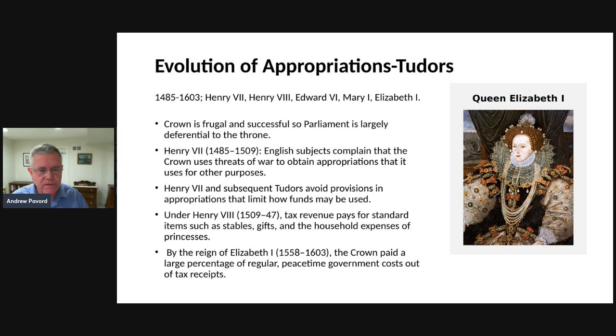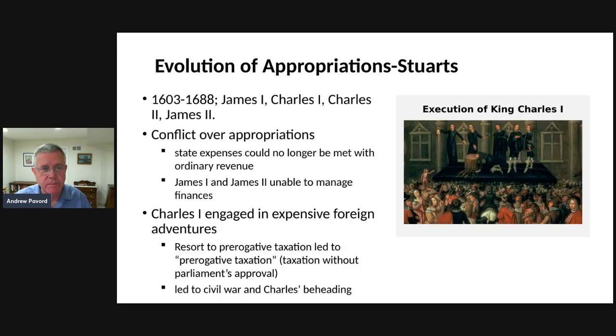And under Henry VIII, tax revenue starts to pay for standard items such as the stables and gifts and household expenses of the princes. By the reign of Elizabeth I, the crown is now paying for a large percentage of the regular peacetime costs out of tax receipts. So this is an evolution, a change. Originally, taxation is for extraordinary events, for war, and now under the Tudors, it becomes part of the regular process of government. Taxation funds most of government.